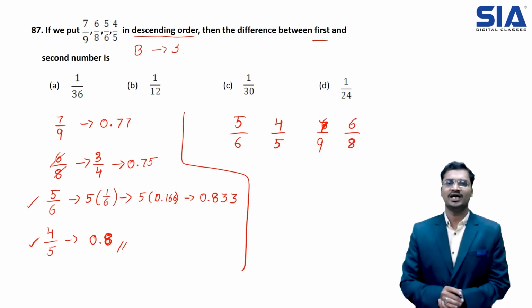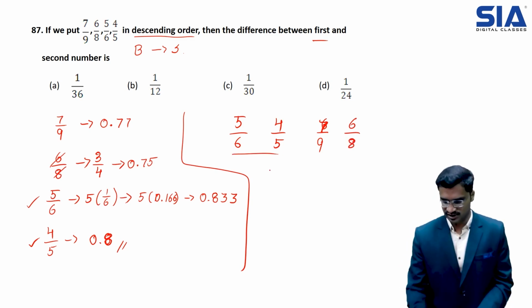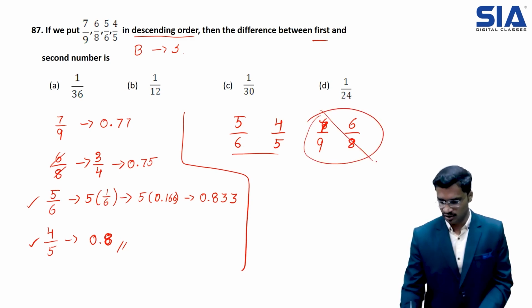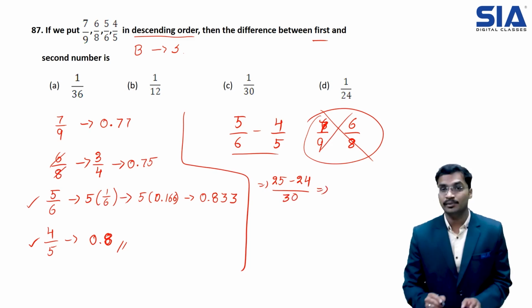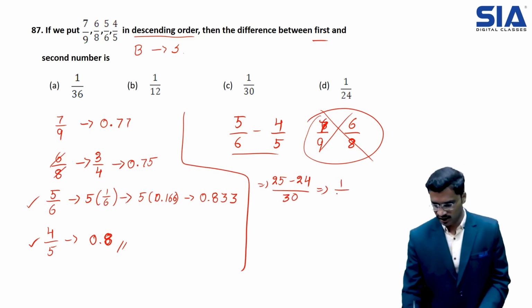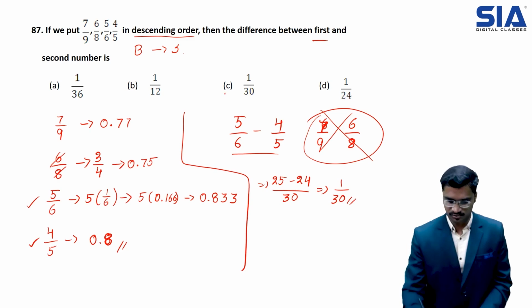In our question, he asked for the difference between the first and second. So let us find the difference between first and second. These decimal values are not required now. The difference is 5 5s are 25, 6 4s are 24, divided by 30. 25 minus 24 is 1. So our answer is 1 by 30, which is option C.